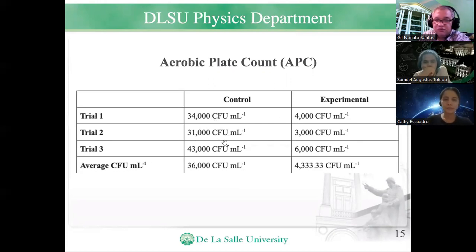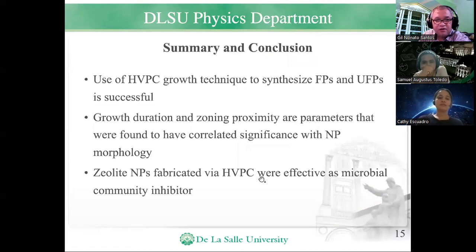For trial 2, we have a count of 31, which was reduced to 3,000. For the other trial, 43 was reduced to 6,000. So the average is 4,333.33 CFU per mL.